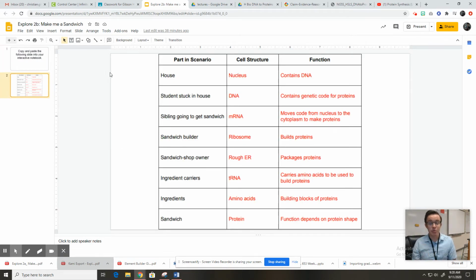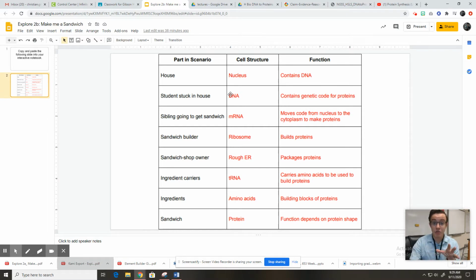So the house represented the nucleus. Okay, so you had the boy who broke his leg or whatever, he's injured and he's stuck in the house. And just like DNA is stuck inside of the nucleus, the DNA cannot leave the nucleus. It's too large of a molecule, and you wouldn't want it to leave the nucleus in the first place because it has all the genetic information for how all of your cells are supposed to function. You don't want to accidentally lose that somewhere. So it needs to stay in the nucleus.